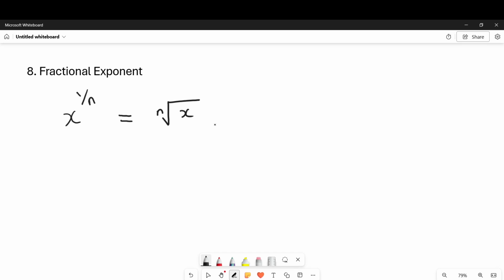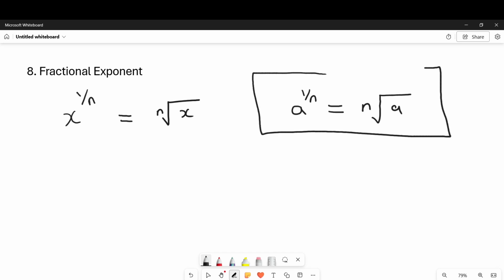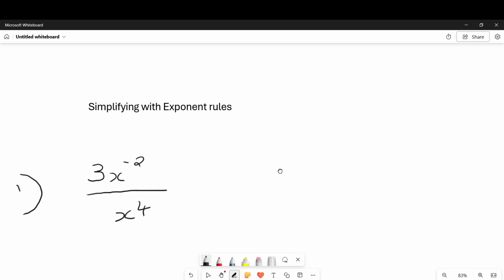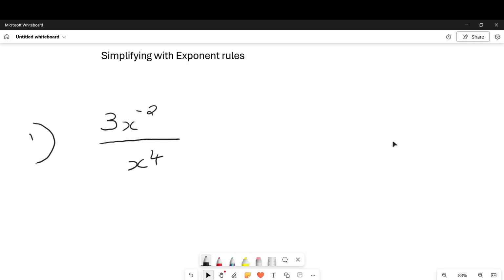For now, what we need to keep in mind is that when we have a fractional exponent, we can convert this into the nth root of the base. This is how we write fractional exponents into radical form, like the square root. Okay, we are going to do some examples here.